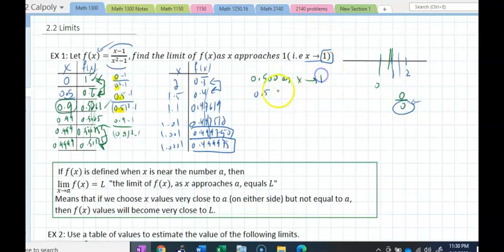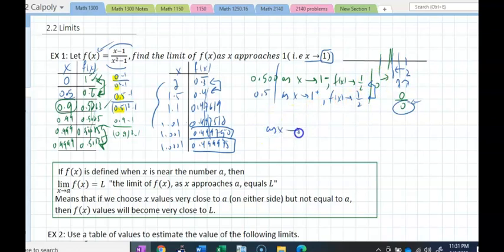as x approaches 1. Now, do you notice in the green, we pick numbers to the left of 1? F of x approaches a half. And when we pick numbers above, do you see that we pick 2? And so approaching this from the right, as x approaches 1 from the right, f of x approaches 1/2. If those match, we say as x approaches 1, x minus 1 over x squared minus 1 approaches 1/2.